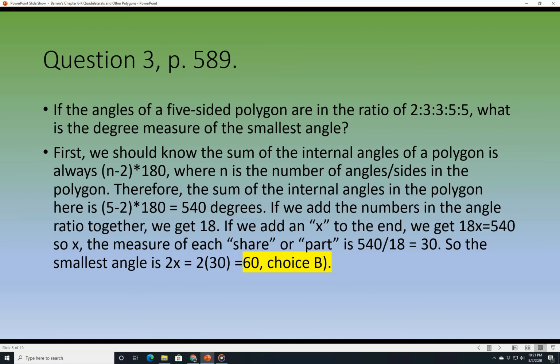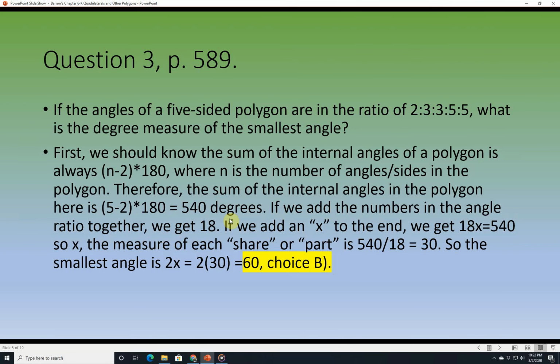5 minus 2 times 180. Notice they could have also told you it's a pentagon, and you should know that that's 5 sides. But anyway, 3 times 180 is 540. So we know the total is 540 degrees for the internal angles.